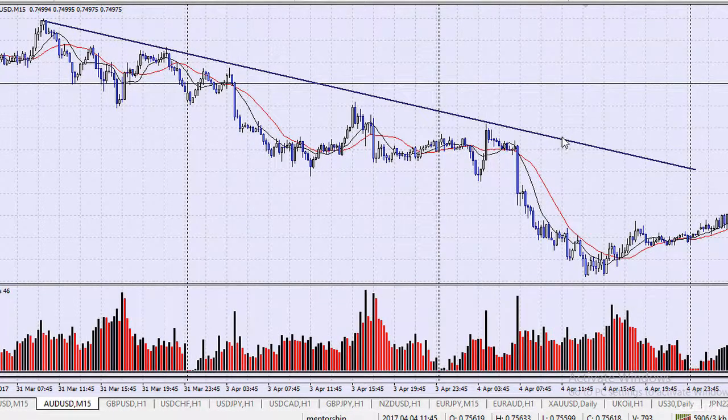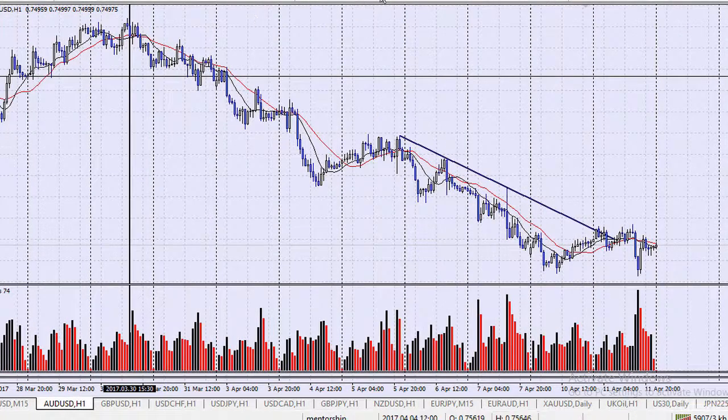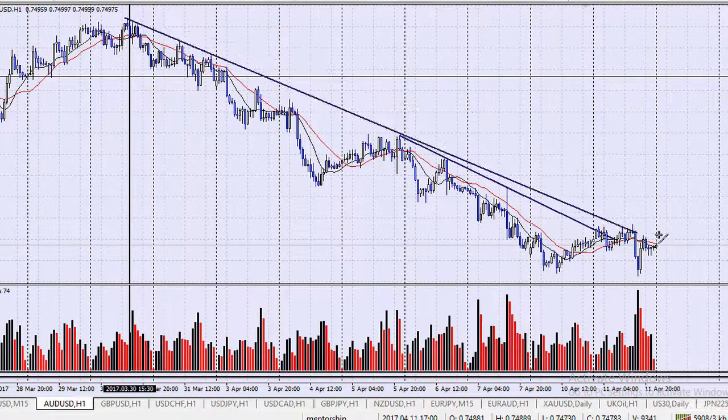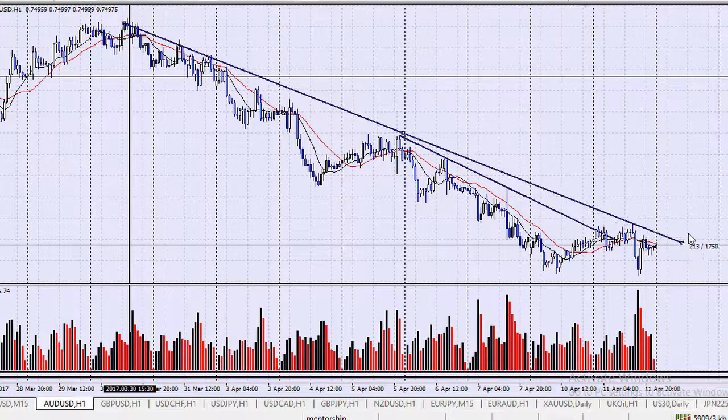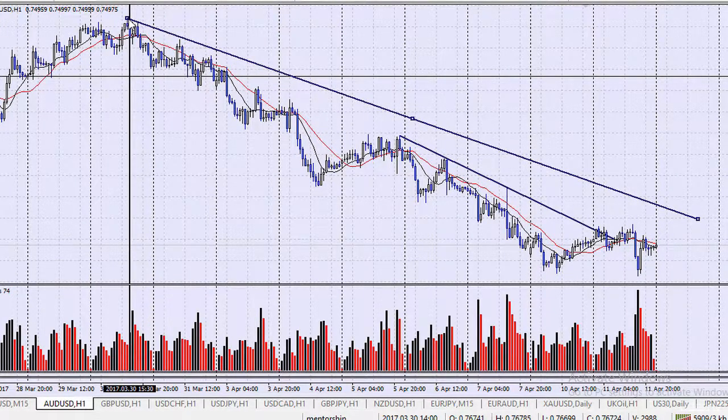Okay, let's go on a larger time frame. Let's go on the 1 hour time frame. And as you can see, it's still a major downtrend. Okay, still a major downtrend. So we would be looking to sell this market. We would be looking for sell signals.